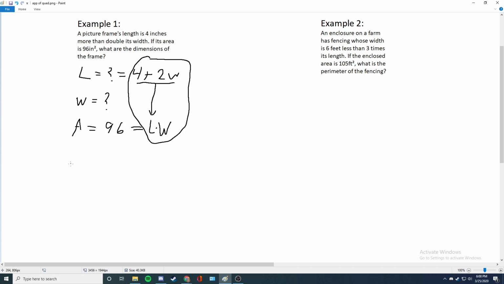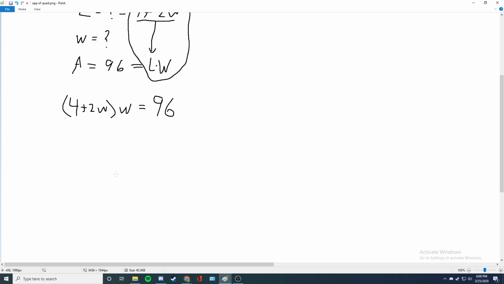So if we plug that in real quick, we end up with 4 plus 2W times W is still equal to that 96 that the area is. So if we simplify this left side out, I'm going to switch it around just to make it easier, 2W squared plus 4W equals 96.